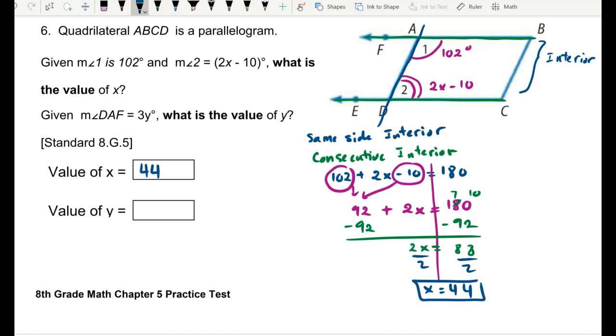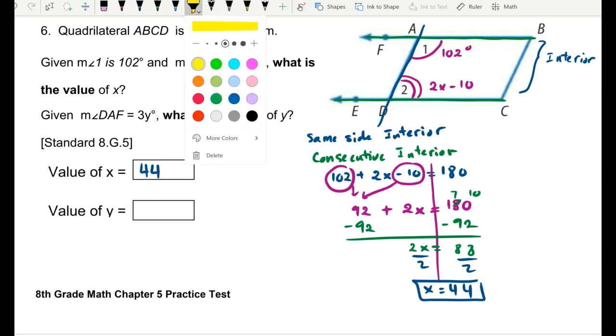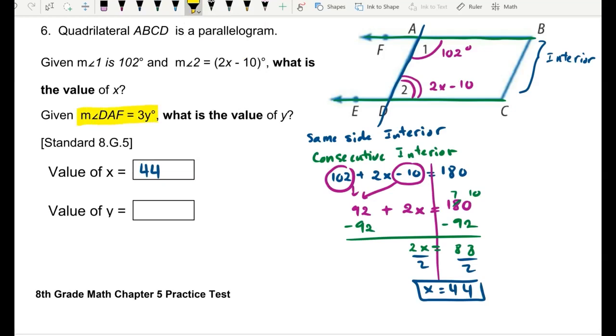Now the next one. I want to make sure you see what I'm reading. Given the measure of angle DAF, make sure you follow the pattern when you read the angle: D to A to F. So that is the angle DAF. This angle is 3y, and they ask you to solve for y.